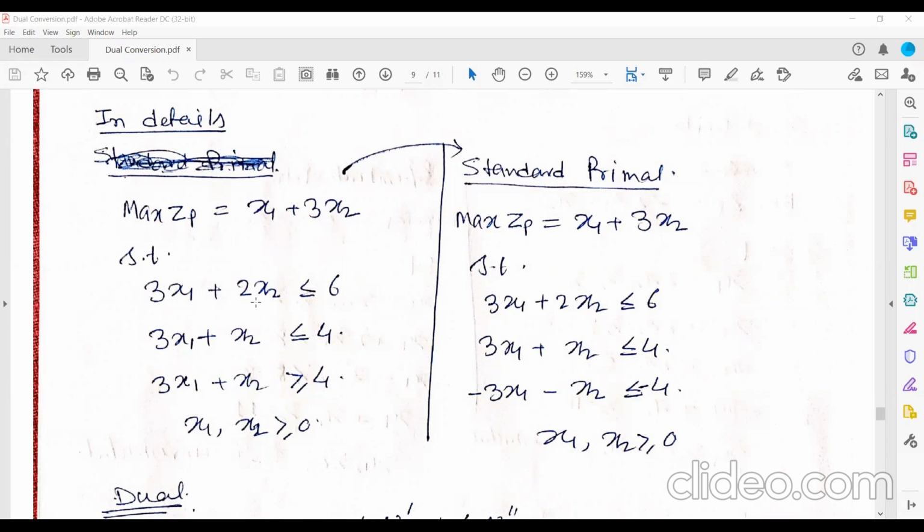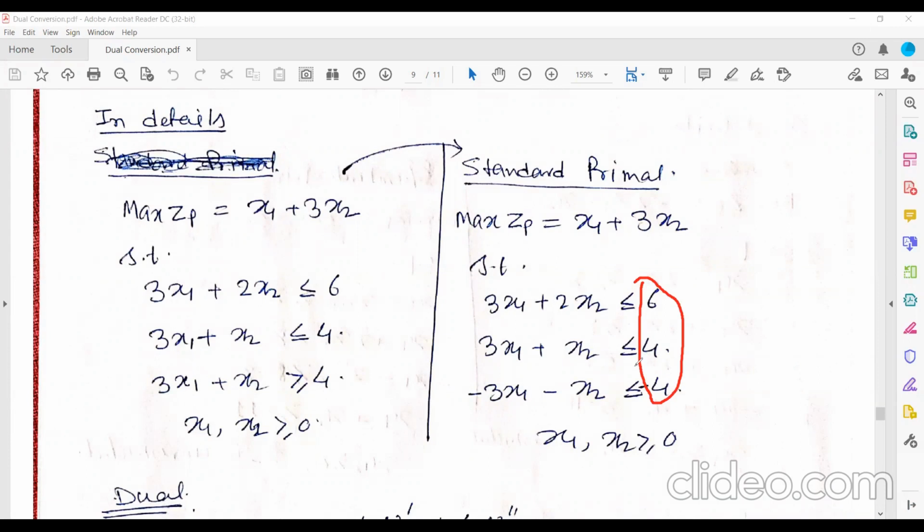Now you can convert this standard primal into the dual. How do you convert into the dual? Let's see. The process is the same. There is no change in the process. To write the objective function of the dual, you have to use this one. So that will be 6W1 + 4W2 - 4W.